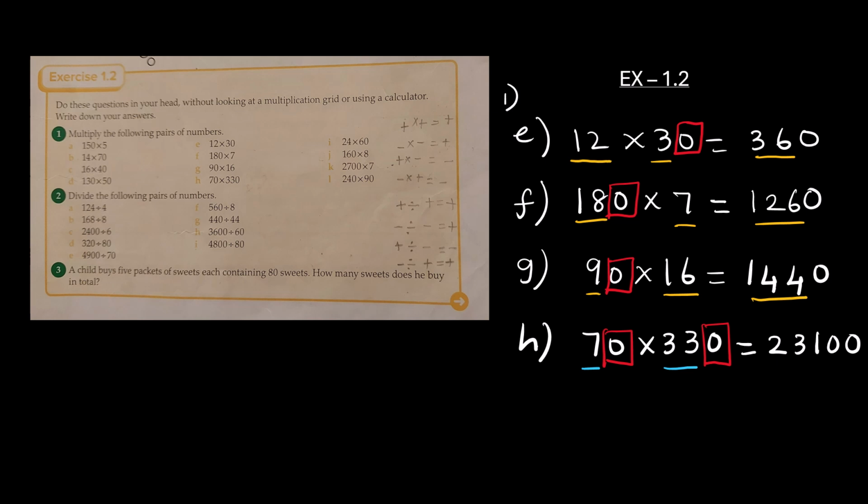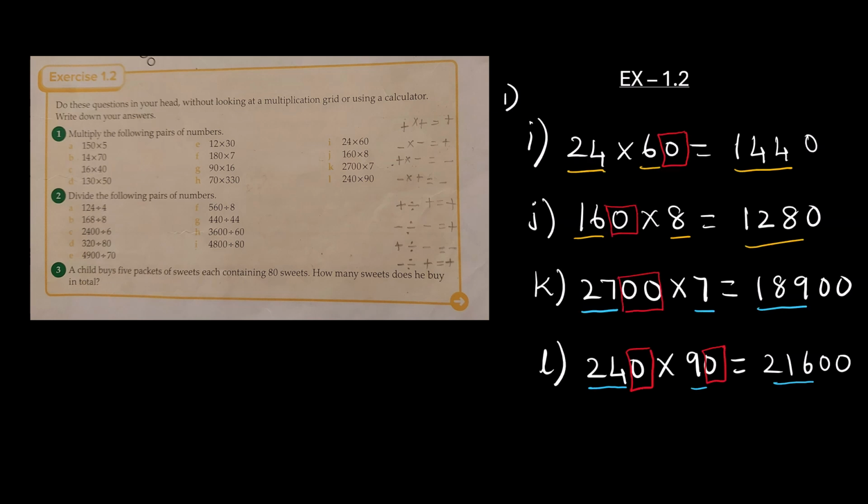H sum 70 into 330. Now just multiply the numbers. 7 into 33 is equal to 231. Now we have two zeros. So we have to add these two zeros to the end of the number. So the answer is 23,100.